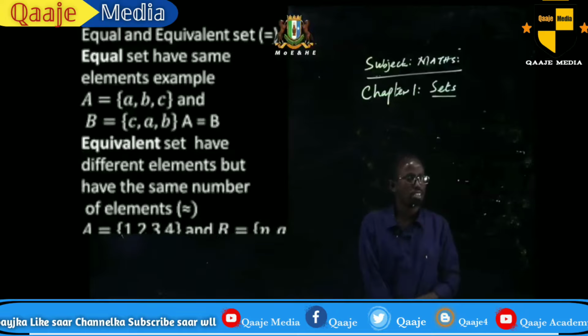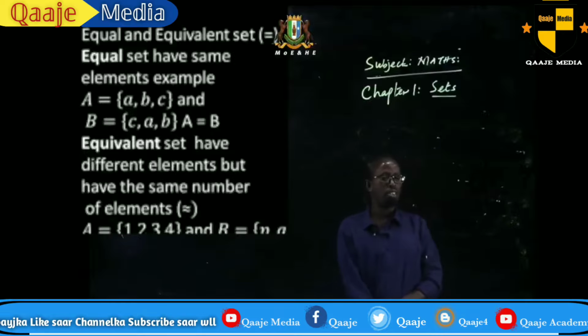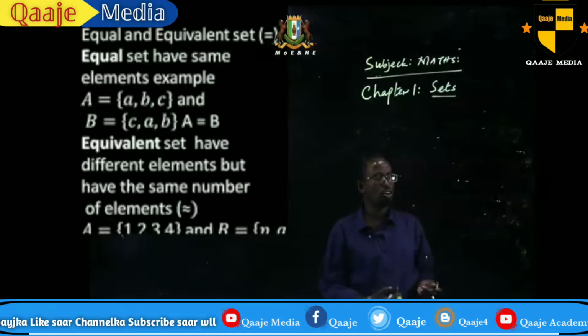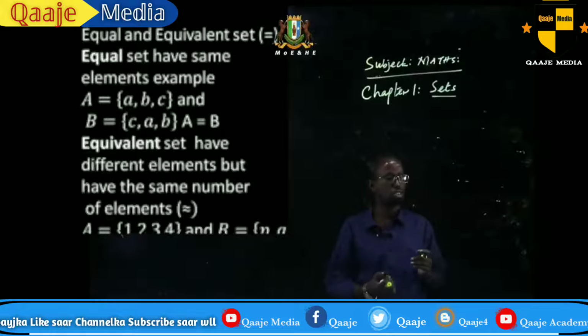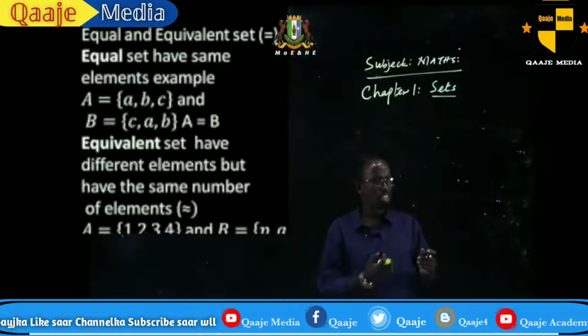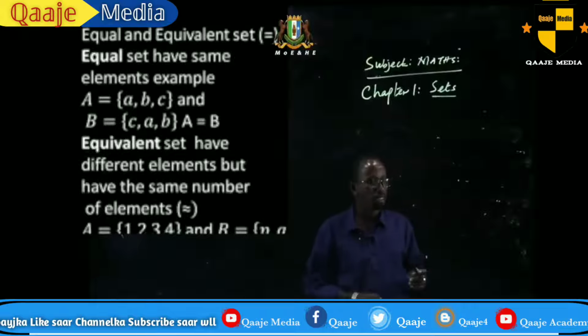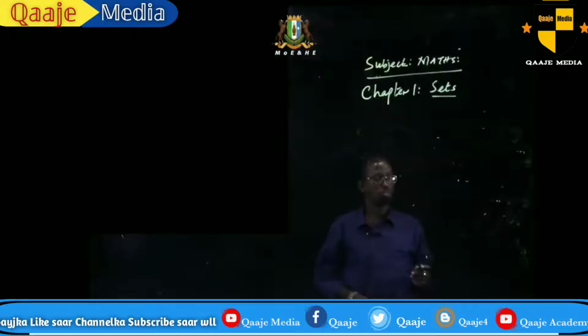Equivalent sets have different elements, but they have the same number of elements. So the first set contains 1, 2, 3, 4. The second set contains P, Q, R, S. So therefore these 2 sets are equivalent because they contain the same number of elements but different elements.